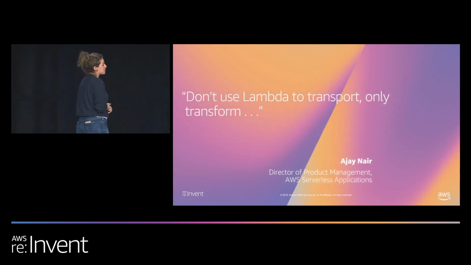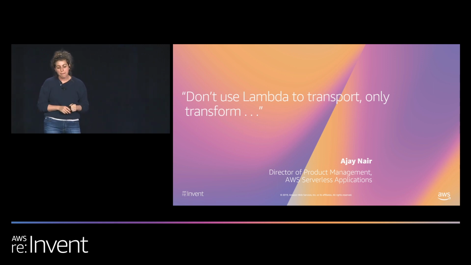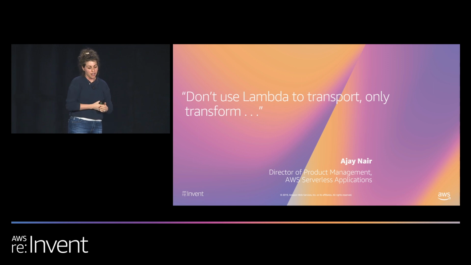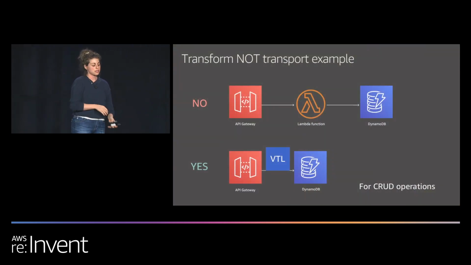Okay, this is an awesome quote from my friend AJ, who, if you don't know him, is the director of product management for AWS serverless applications. He says, don't use Lambda to transport, only transform. What does that really mean, right? There are certain cases where you actually don't need to use a Lambda. And this can increase your performance and decrease the complexity of your networking setup. So let's talk through one of those use cases.